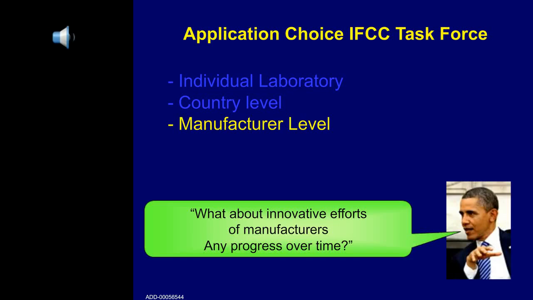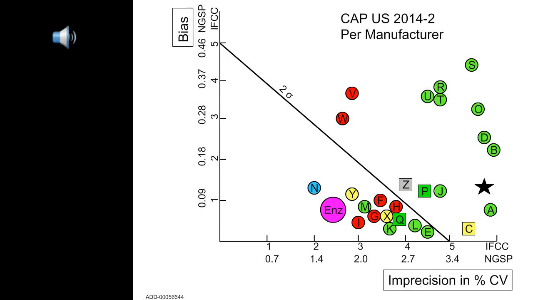Now Obama wants to know, what about innovative efforts of manufacturers? Any progress over time? And the answer is yes. This is a typical example. This is a CAP survey one cycle later, and you see that one of the manufacturers of S, R, T started with a new method, the enzymatic method, and that performance is doing very well in the CAP survey. It's the purple dot. So, improvement is possible, and when it happens at a large scale with all manufacturers, I'm quite sure that the overall performance will come within the criteria.